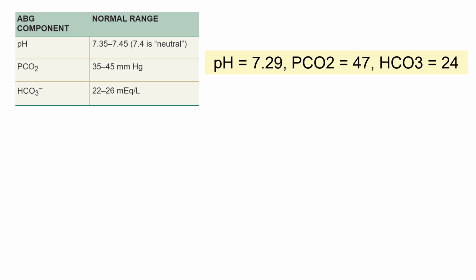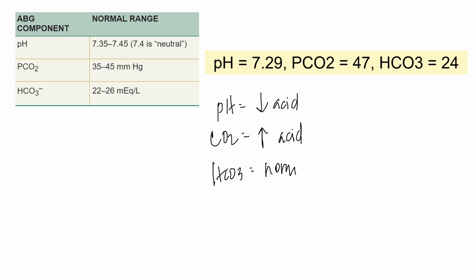Next example, pH of 7.29, that's decreased, that's an acid. CO2 level of 47, that is increased, that is an acid. Our bicarb is 24, that is normal. Our pH is telling us we are in acidosis. Are we metabolic or respiratory? So our metabolic value is normal, our respiratory is increased, and it matches acid and acid. So this is respiratory acidosis.